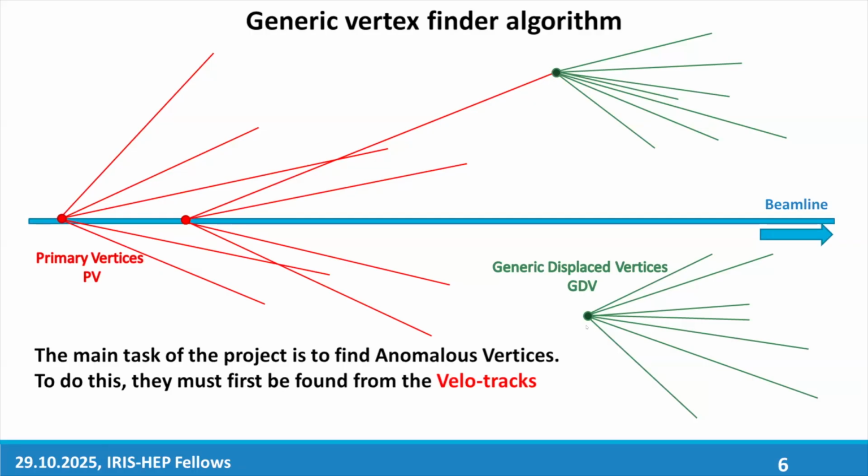The primary vertices are located close to the beamline. The beamline is a tube where protons or ions are accelerated and collided, and we can consider the primary vertex as the point of interaction of these protons, or some kind of decay of short-lived particles. The next one is the generic displaced vertices, which are at a distance from the beamline and can be considered as the decay of LLP particles. These are the vertices which we actually want to find.